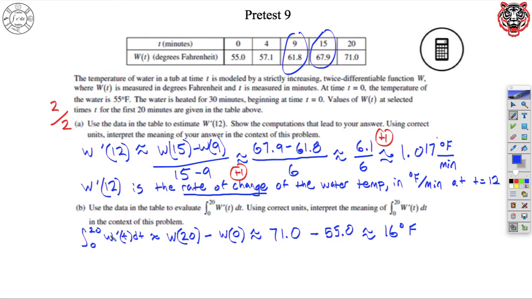All right, so moving on to the second part of the problem, interpret this. So 0 to 20, the integral of w prime of t dt, what is that? That is the total change. Average rate would be 1 over 20, but we don't have that. It's the total change. That's the main word. Total change in temperature.